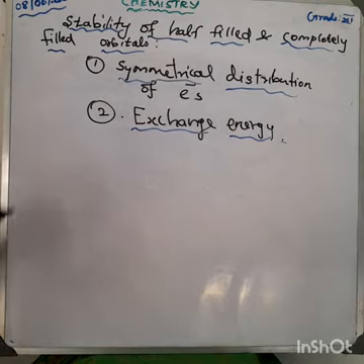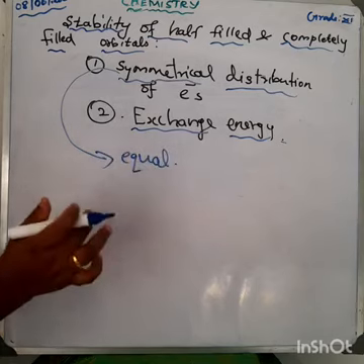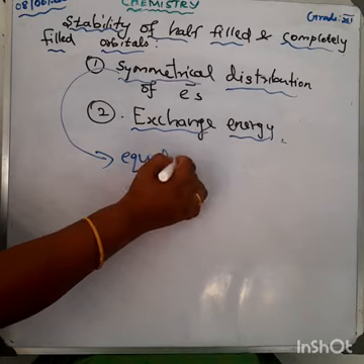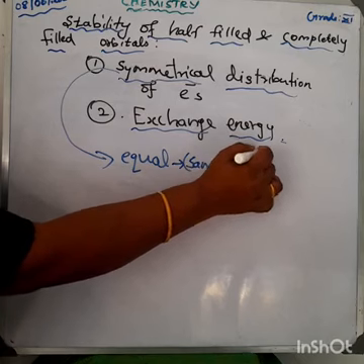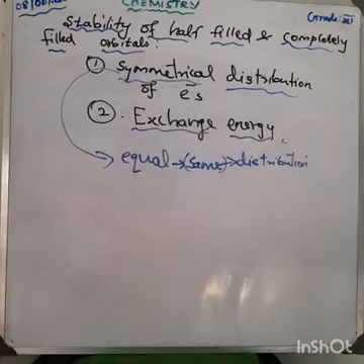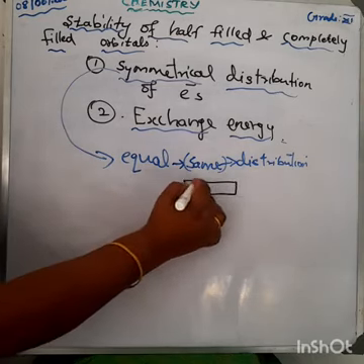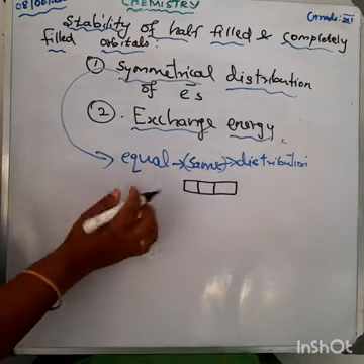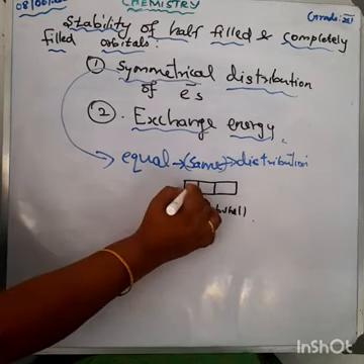What do you mean by symmetrical distribution? Symmetry means the same or equal. So symmetrical distribution of electrons means equal distribution of electrons in each orbital of the same subshell. For example, taking the p orbitals, suppose there are 3 electrons in the p orbitals. It is an equal distribution of electrons.